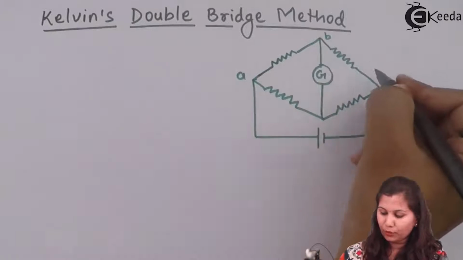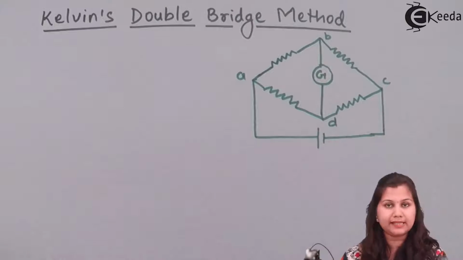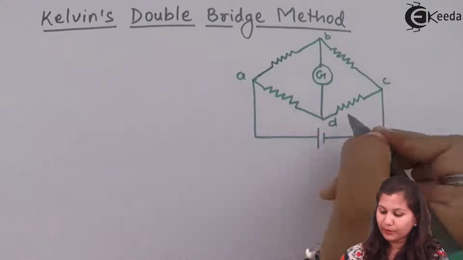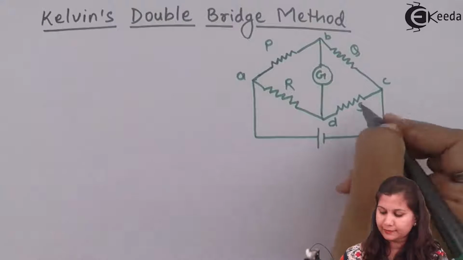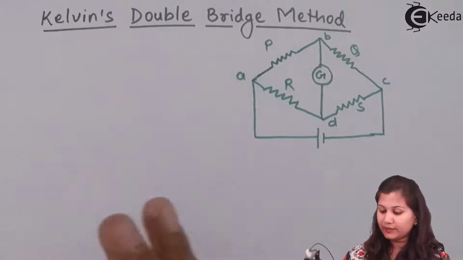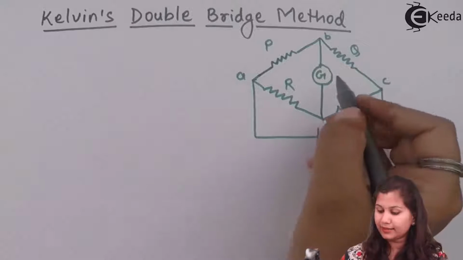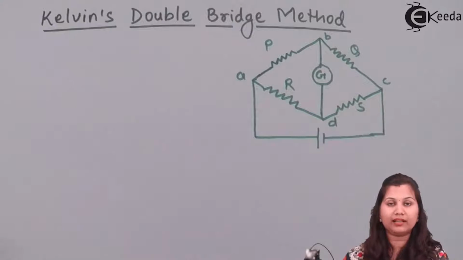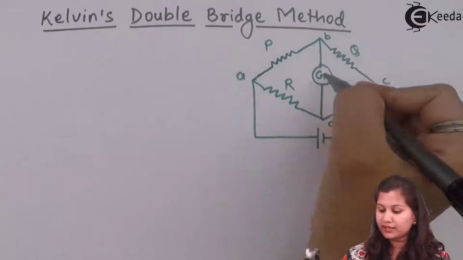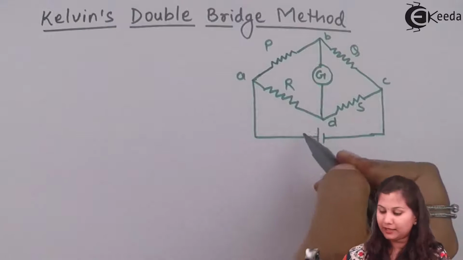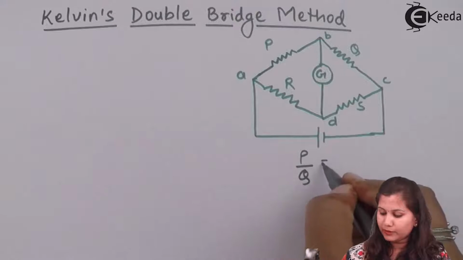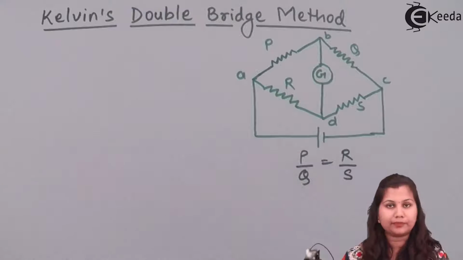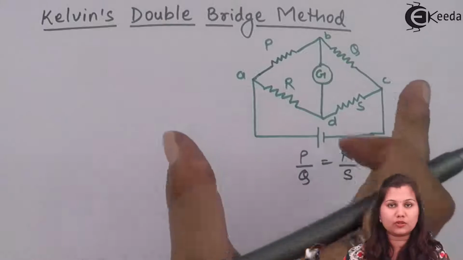These are the 4 ratio arms A, B, C, D. We have the 4 resistances P, Q, R, S. This Wheatstone bridge is balanced when the galvanometer shows null deflection. That means the deflection will be 0 when no current is flowing through the arm BD, and that will happen when P by Q is equal to R by S. So this is the Wheatstone bridge.